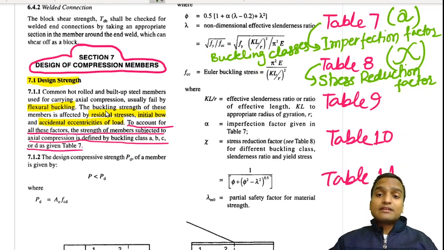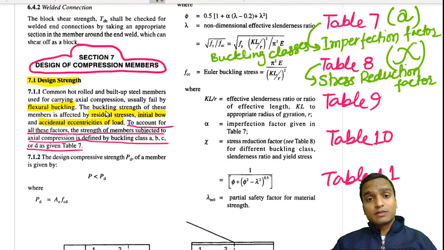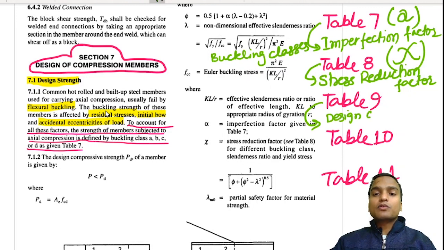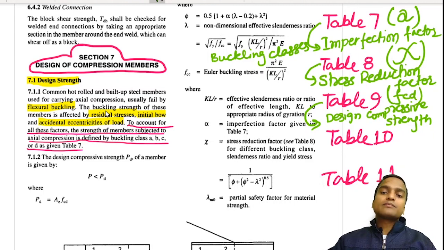And this table 9 is very important, where all the calculation has been done and the values are listed for different values of yield stresses and slenderness ratio, and that is about our design compressive strength. So this is what we have to calculate all the time. I will always be in need of calculation of design compressive strength, and this is represented by the letter FCD.